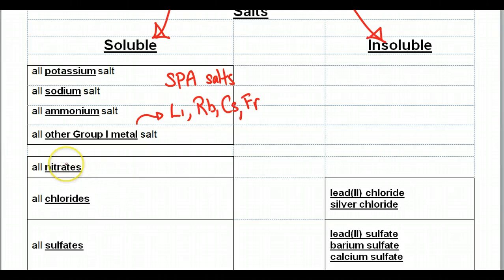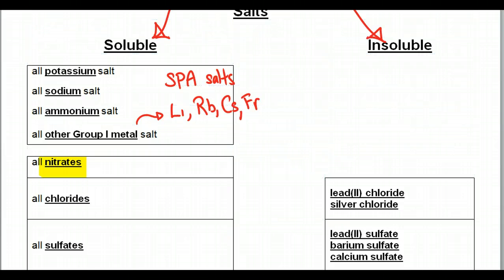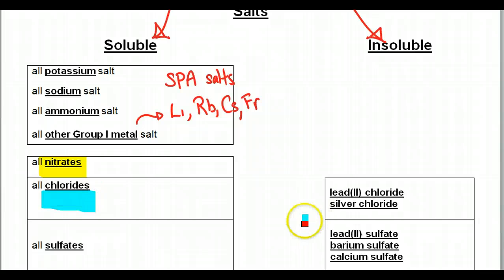Now, what are the other salts which are soluble in water? We talk about nitrates. All nitrates are soluble. So whenever you see the word nitrate, that means it can dissolve in water. Every single nitrate will be able to dissolve in water. Just remember that.